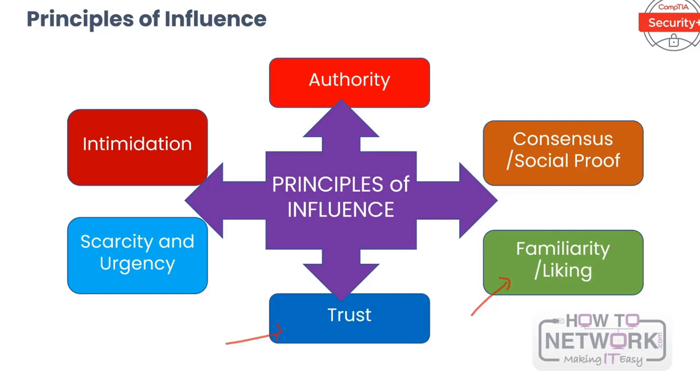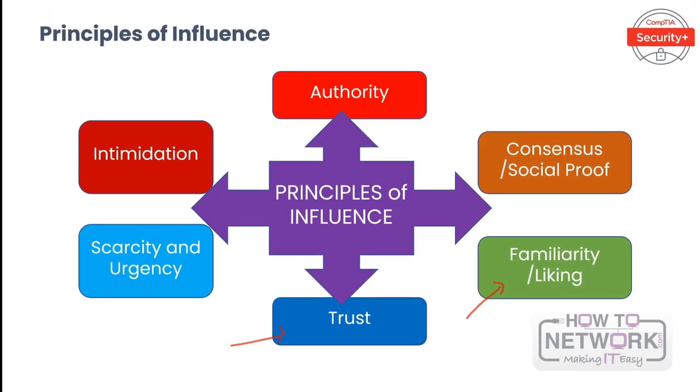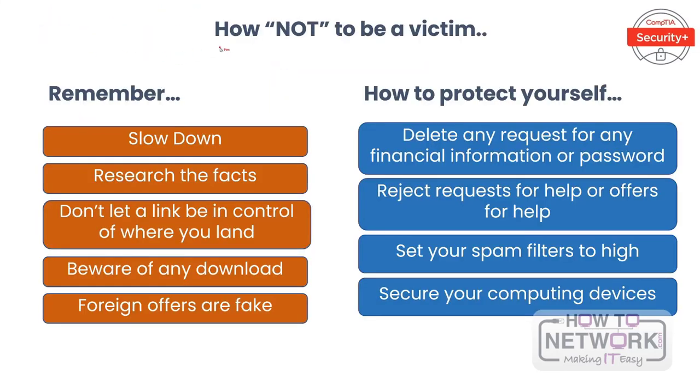We are taught from an early age about the golden rule, right? Do unto others as you would have them do unto you. As a result, a social norm is established to create equity in social situations, to return favors, and not feel indebted to anyone. All right, now let's talk about how not to be a victim of social engineering.